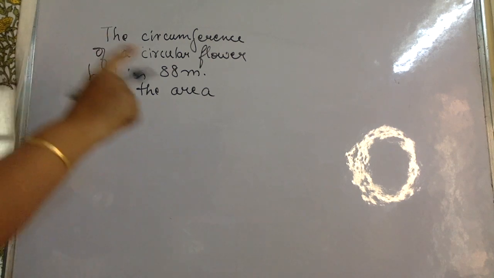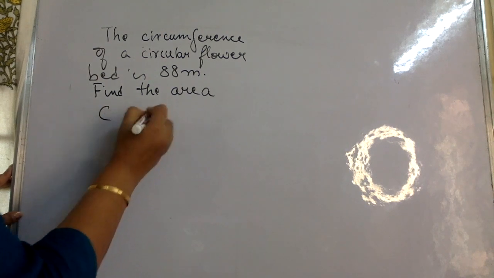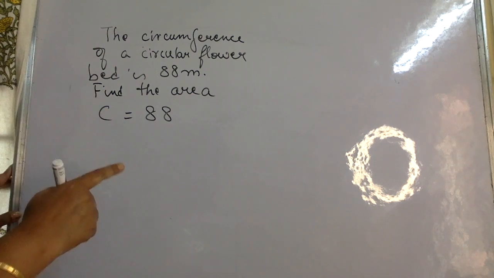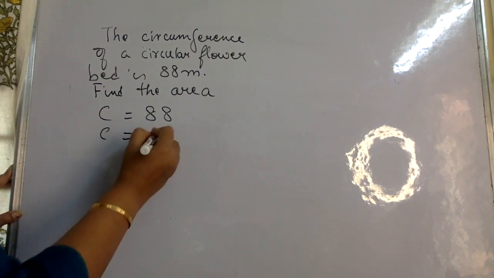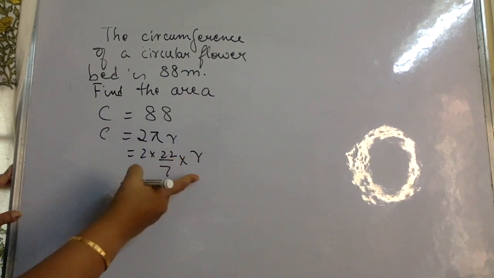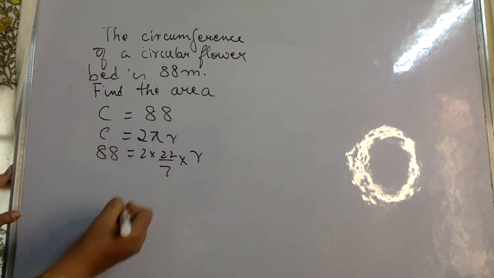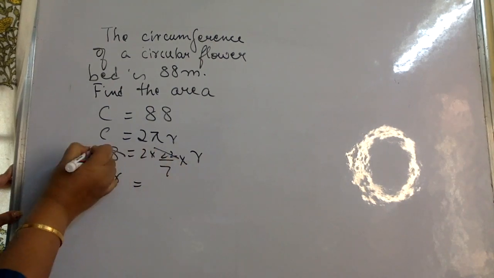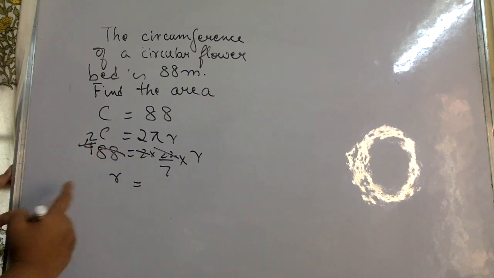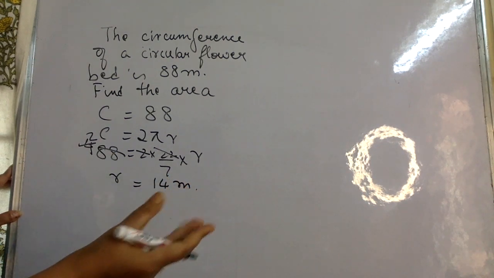Now here is a question. The circumference of a circular flower bed is given to us as 88 centimeters. We are supposed to find the area. Now we can't find the area unless we know the value of r. Circumference is 2 pi r, 2 into 22/7 into r. We are trying to find the value of the radius using this 88, which is the circumference. Then you can cancel this 22 with this straight 4, this with this 2. Now take the 7 up and cross multiply. So 7 into 2, 14. 14 meters is the radius of the circle.